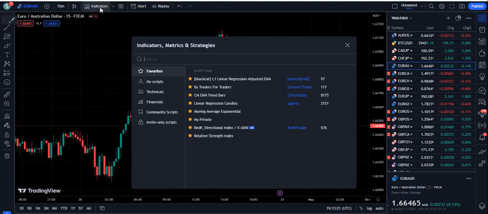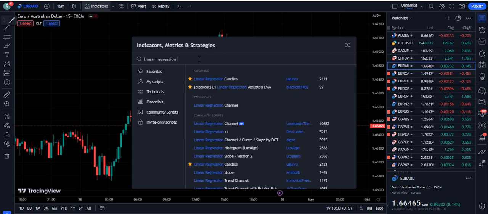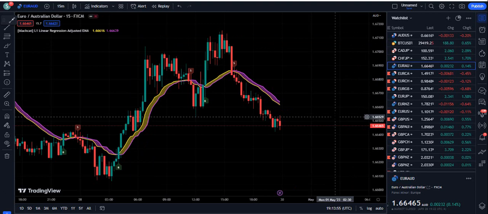Okay, now let's move towards the indicator section here, and here we need to add two indicators. The first indicator that I'm going to use is called linear regression. So you need to write linear regression adjusted. When you write linear regression adjusted on TradingView, this indicator will come, given by Black Cat 1402. The author name is Black Cat 1402, and only 97 traders are using it. So come and use this indicator before the numbers exceed.